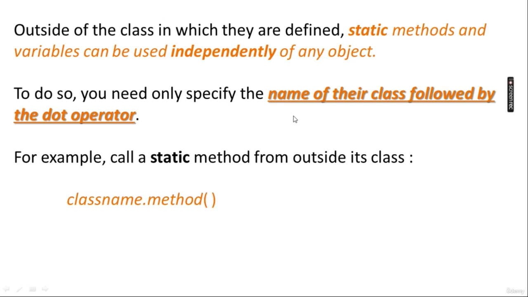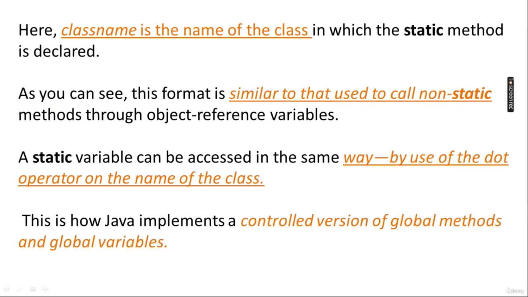Outside of the class in which they are defined, static methods and variables can be used independently of any object, means without the use of any object. To do so, you need only specify the name of their class followed by the dot operator. This is the example: call a static method from outside of its class. How to access it? Class name dot method name. Here, class name is the name of the class in which the static method is declared.